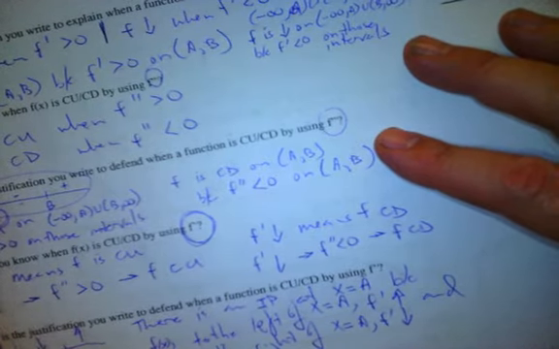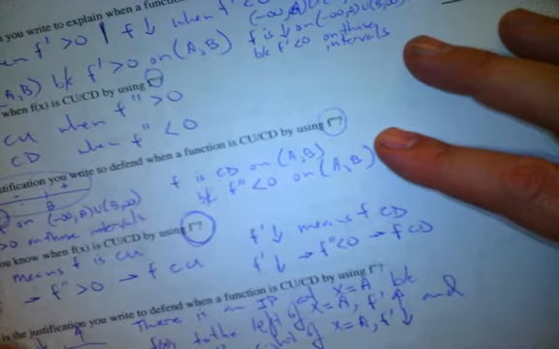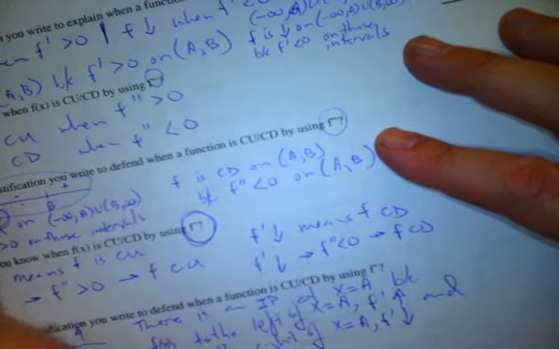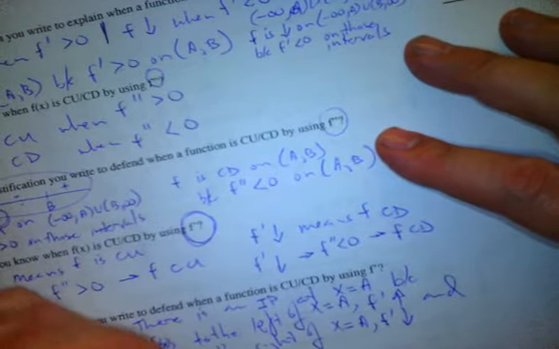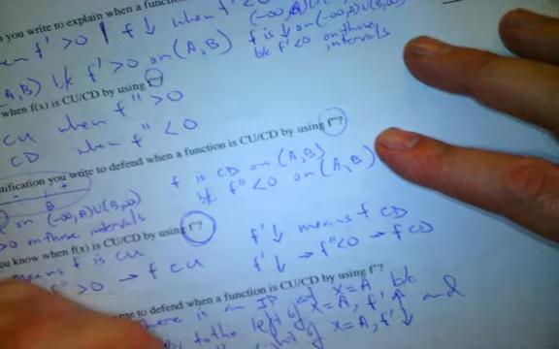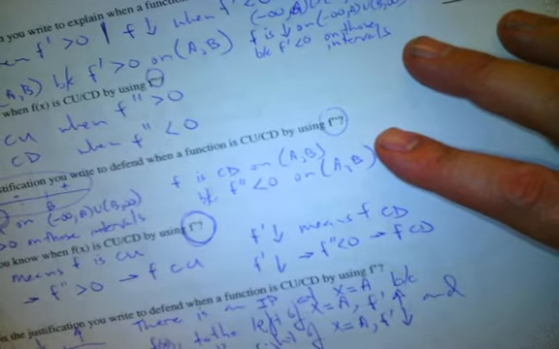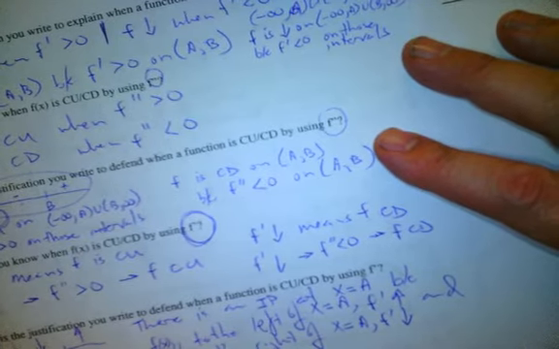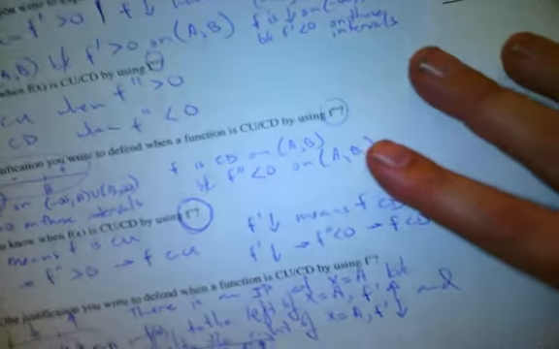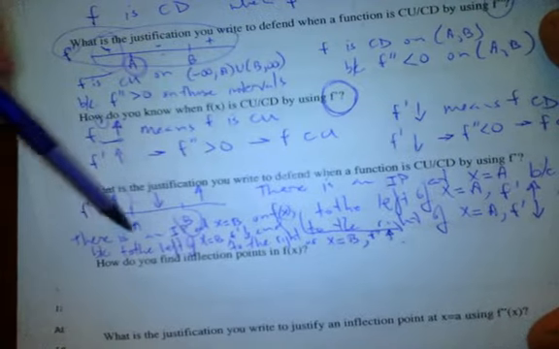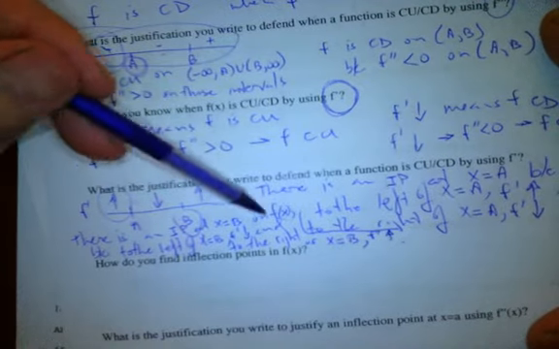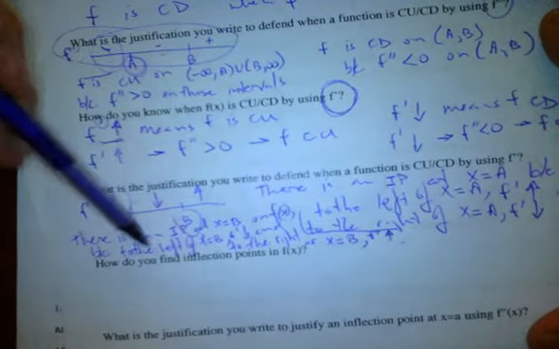Okay, there's an inflection point at x equals b on f of x because to the left of x equals b, f prime is decreasing, and to the right of x equals b, f prime is increasing, period.